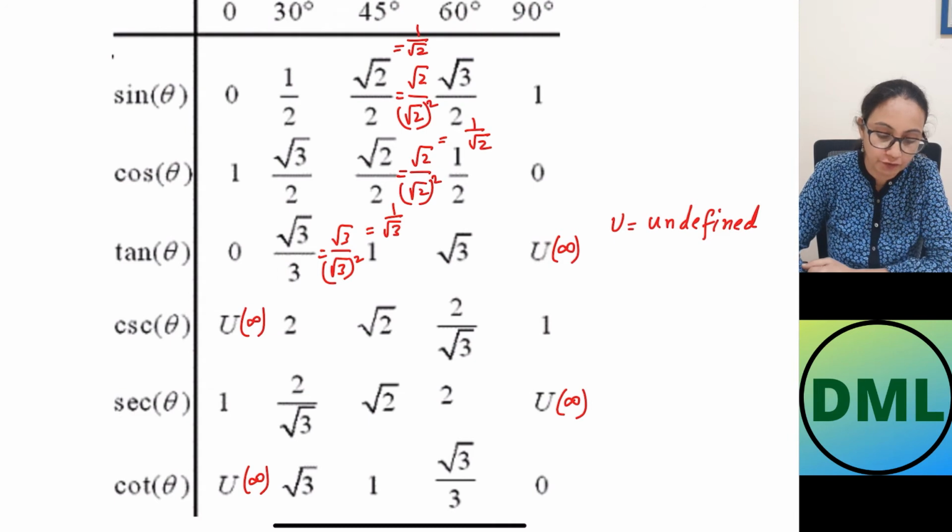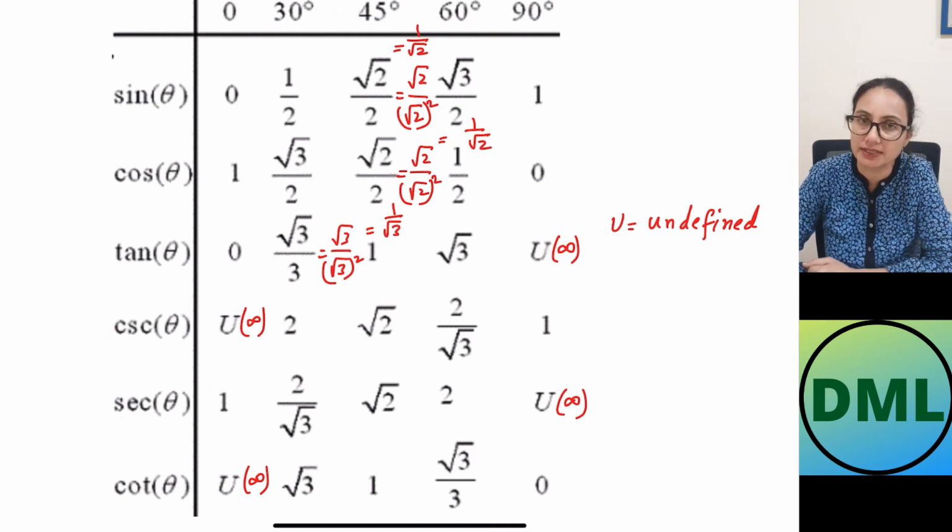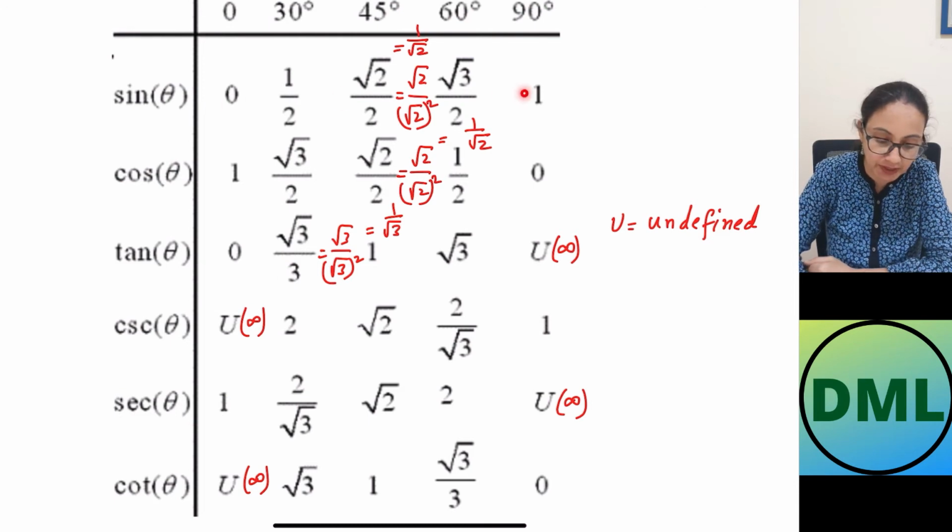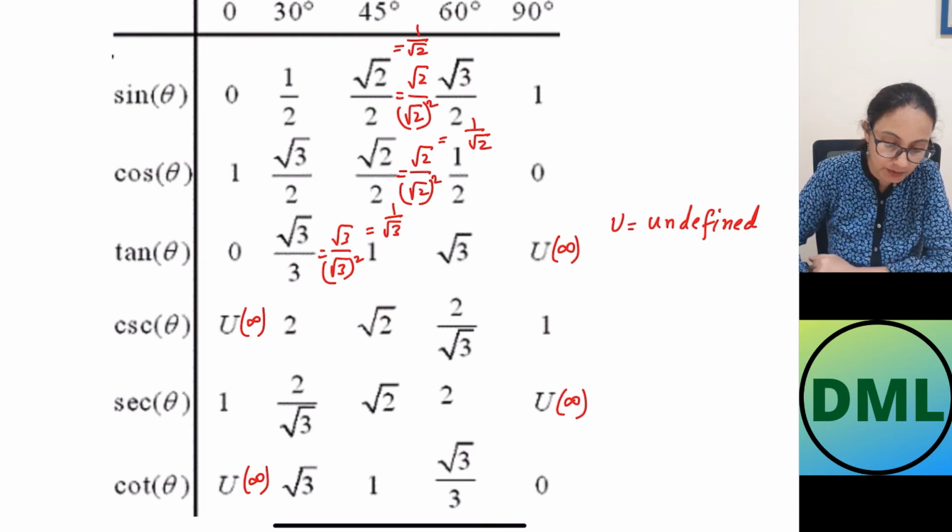Now I need to flip my answers to check for cosec theta, because cosec theta is 1 over sine theta. So I need to flip these values. So 1 over 0 is infinity. 1 over 1 by 2 is 2. 1 over 1 by root 2 is root 2. 1 over root 3 by 2 is 2 over root 3.